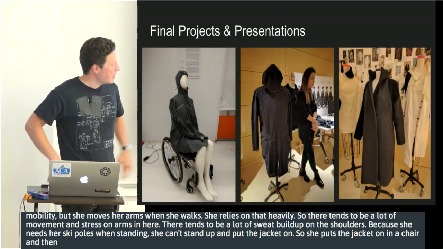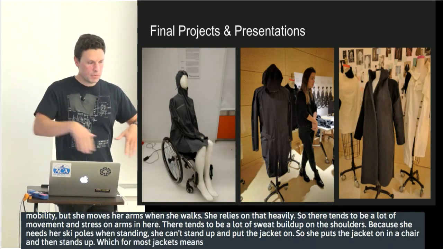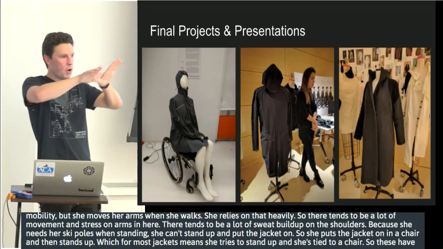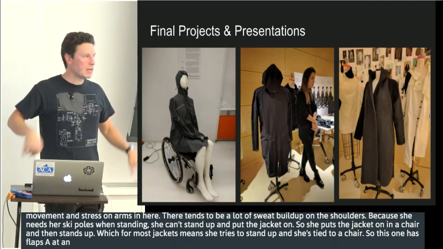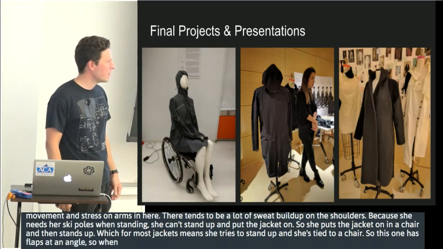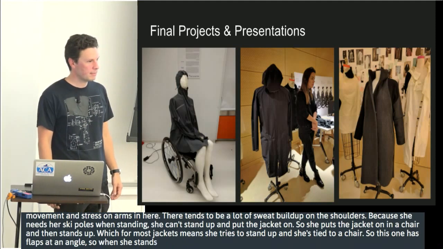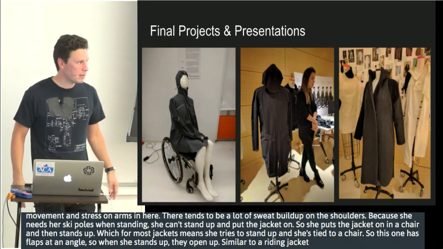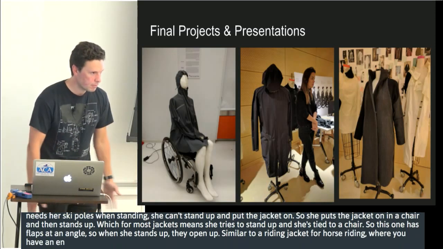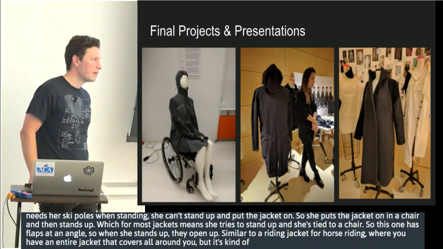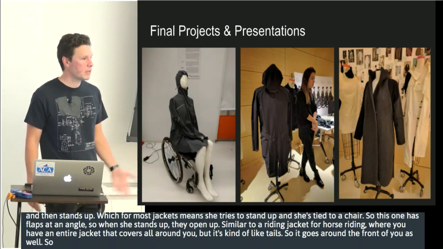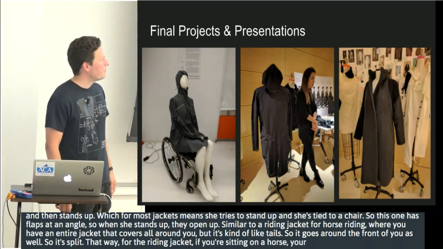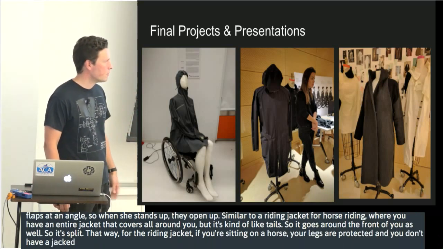So this jacket has these flaps in the back that are kind of at an angle. That way, when she stands up, they just open up and go around the chair that she was sitting in. So it's similar to a riding jacket for horse riding, which is where you have an entire jacket that covers all around you, but it's kind of like tails, except it goes around the front of you as well, so it's split. That way, for the riding jacket, if you're sitting on a horse, your legs are protected and you don't have a jacket bunched up behind you on the saddle. So that was some of the inspiration for that design choice.